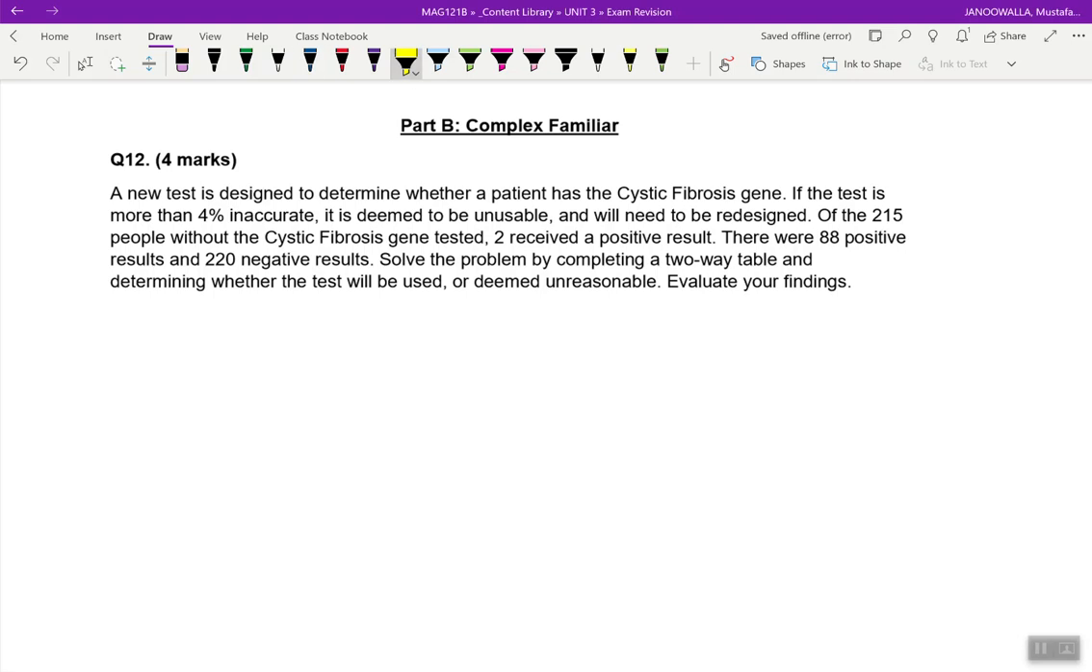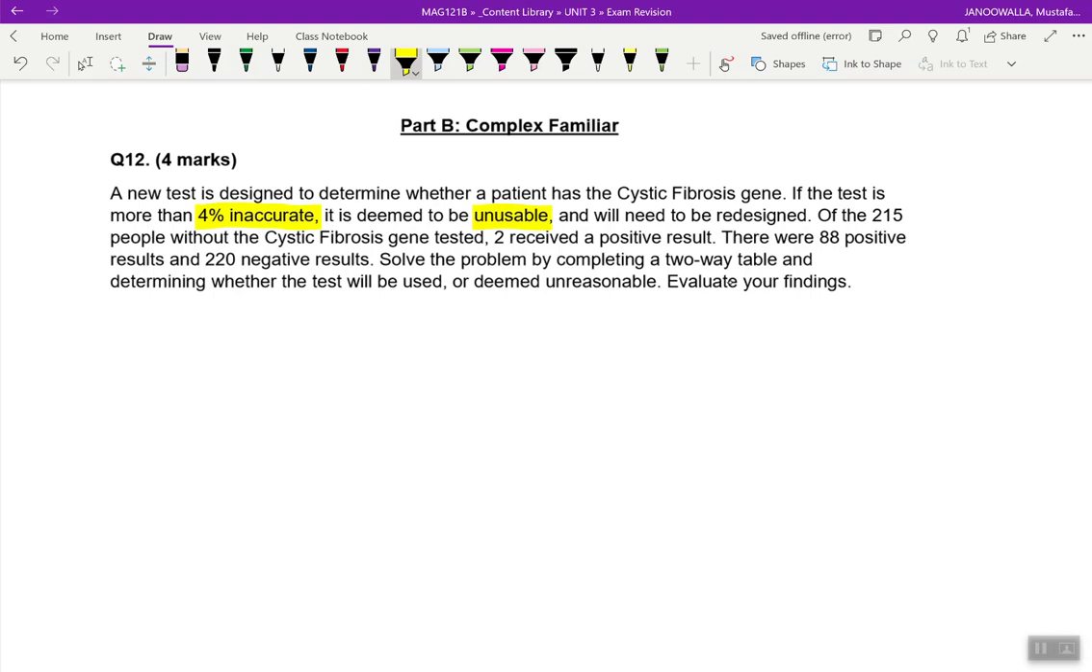A new test is designed to determine whether a patient has cystic fibrosis. Okay, this is like an inherited disease that messes with the cells that make mucus. So the mucus comes out a bit sticky and gross, and can clog up pathways. If the test is more than 4% inaccurate, it is deemed to be unusable. Okay, so that's important information. Unusable if it's 4% inaccurate.